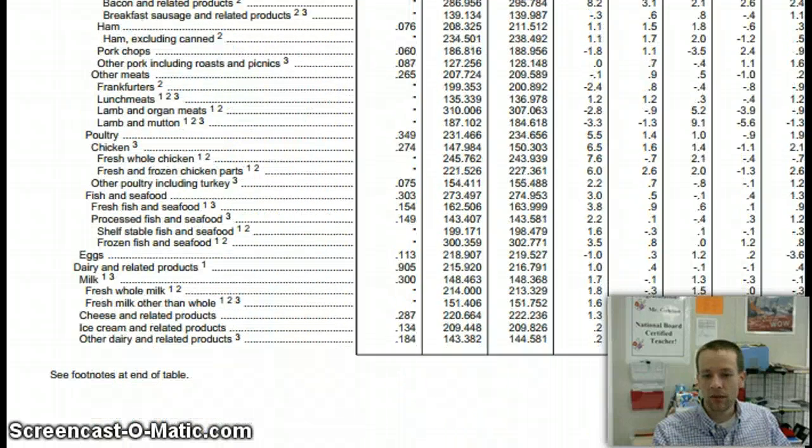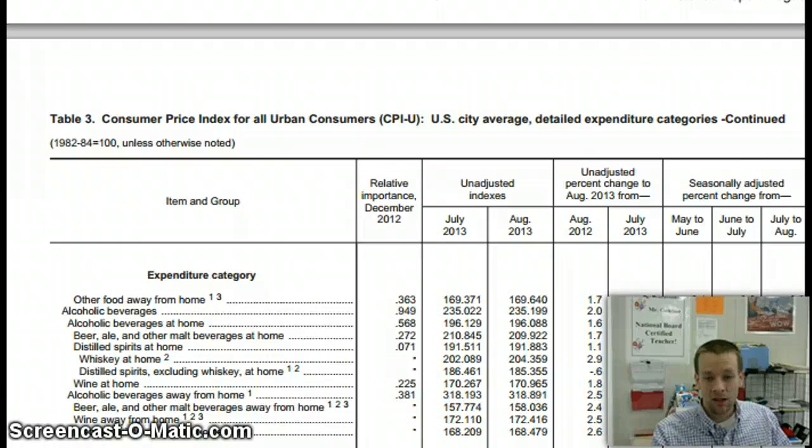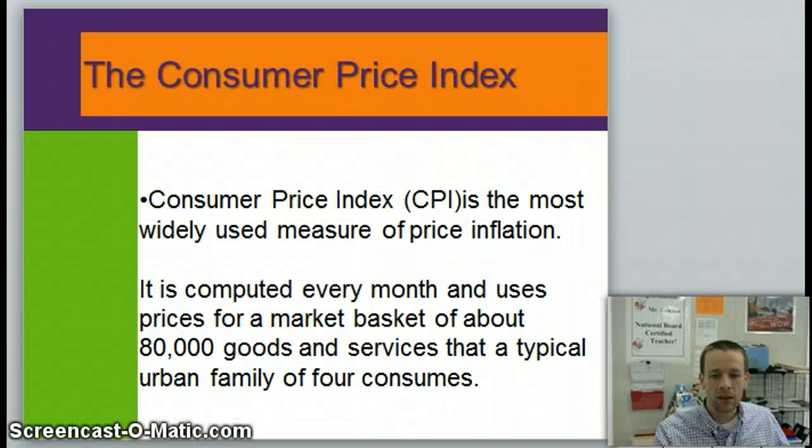So you can look, and I'll put the link up here on Blackboard, and you can really dig into this, and it's obviously very detailed. Here's how much we're spending on alcohol and furniture and energy and electricity. So it gives you a pretty good snapshot of what we're buying and prices. All right, so when we look at this, this gives us that market basket of goods and services that the typical family buys.